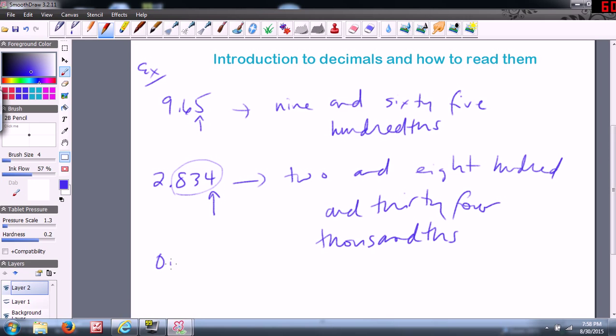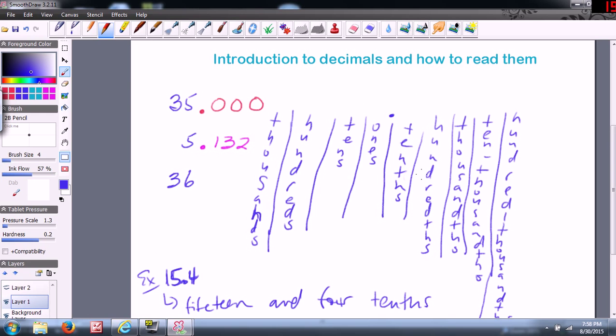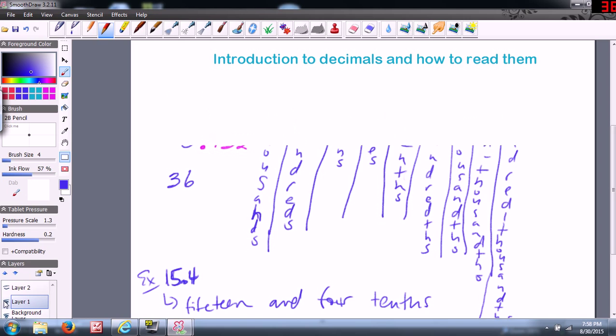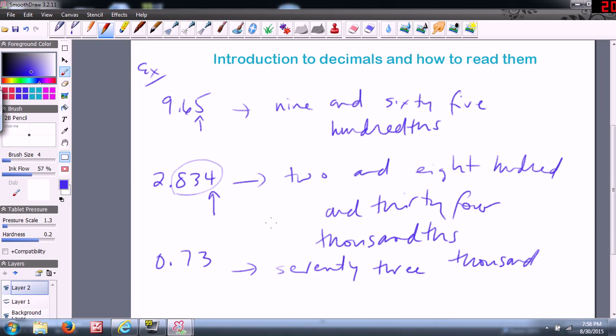So if we have 0.73, this one, you don't have to read anything in front, and this one would just be read as 73. Let's look at the chart here. Tenths, hundredths. So it falls into the hundredths place. So 73 hundredths, like that with a TH. Again, looking at the final digit, it falls into the hundredths place on our chart. So we would write this as 73 hundredths.